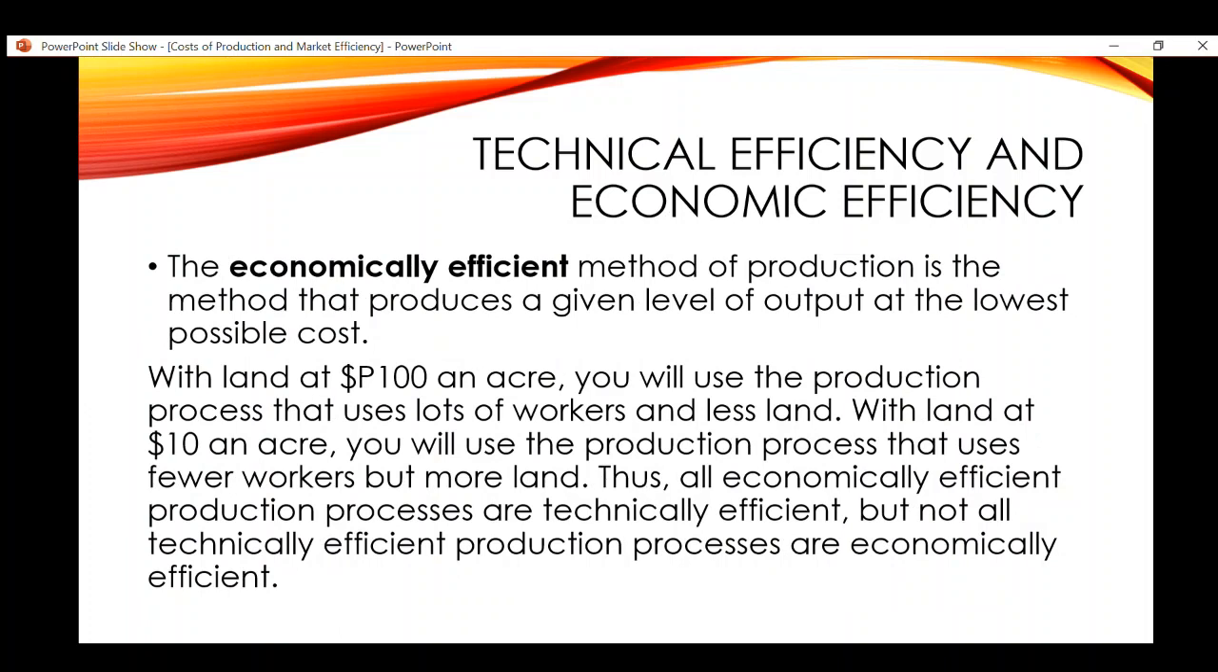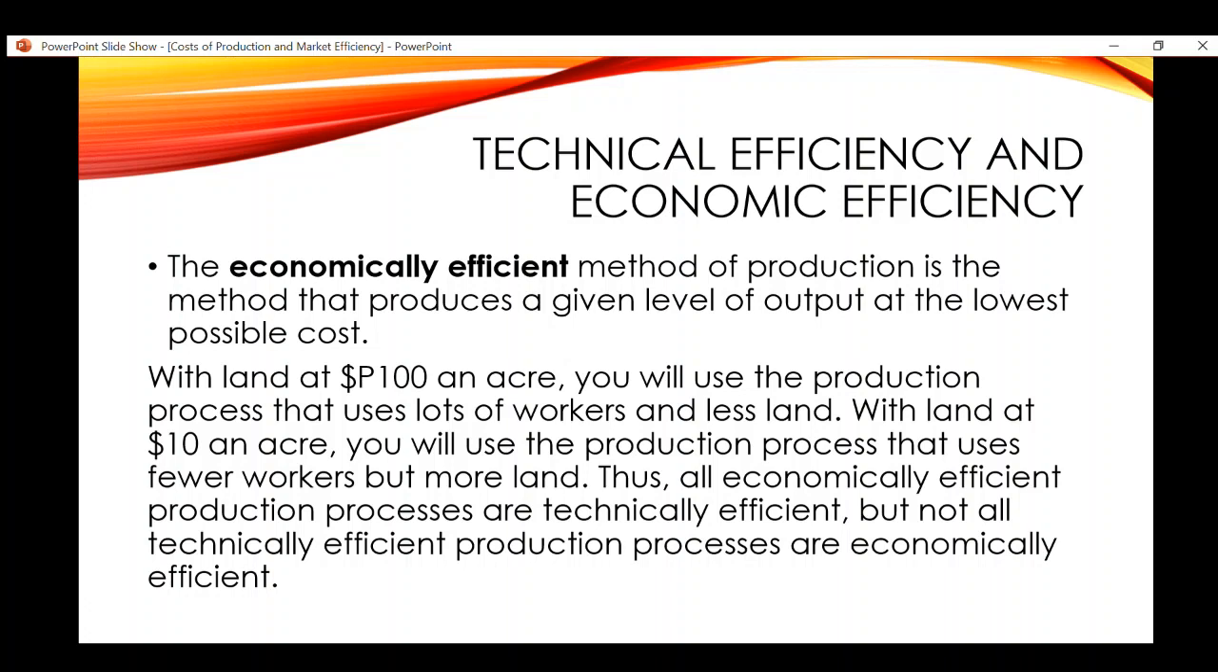Meanwhile, for the term economically efficient or economic efficiency, we can say that the economically efficient method of production is the method that produces a given level of output at the lowest possible cost. So if previously we were counting the number of inputs, here in economically efficient production, we're looking at the cost. So, pila ang magasto. This time, kinahanglan na ay peso value ang atong inputs. So, with land at $100 an acre, you will use the production process that uses lots of workers and less land.